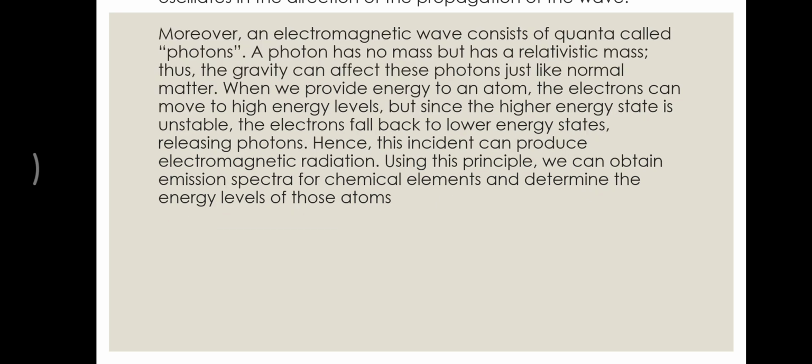Moreover, an electromagnetic wave consists of quanta called photons. A photon has no mass but has relativistic mass, thus gravity can affect photons just like normal matter. When energy is provided to an atom, the electrons can move to a higher energy level, but since the higher energy state is unstable, the electrons fall back to a lower energy state, releasing photons. Hence, this process can produce electromagnetic radiation. Using this principle, we can obtain the emission spectrum of the chemical elements and determine the energy levels of those atoms.